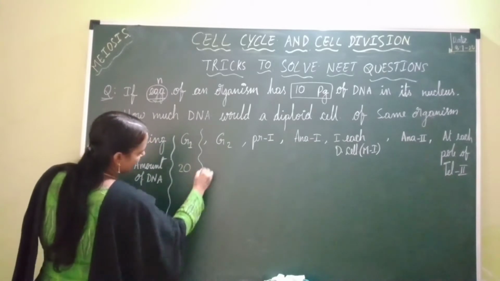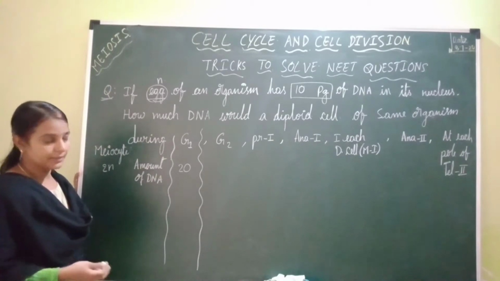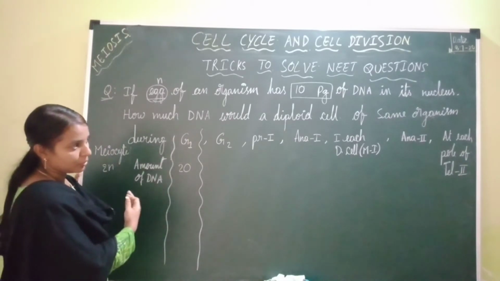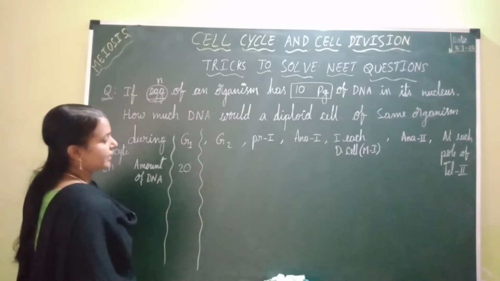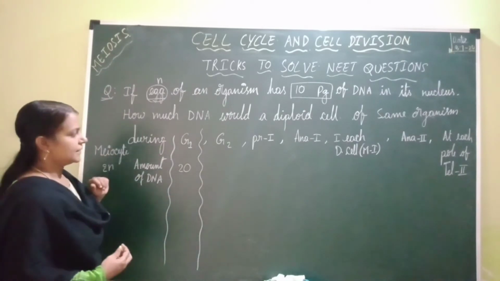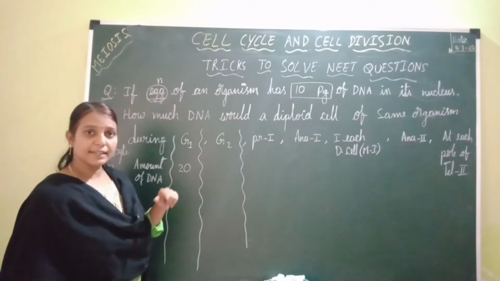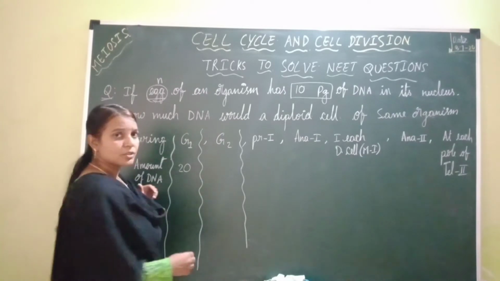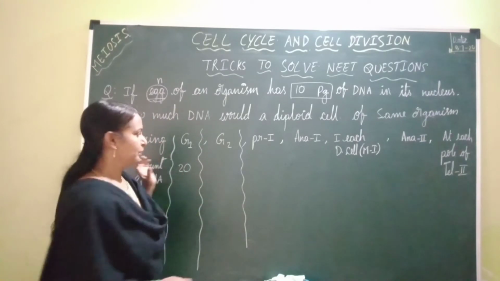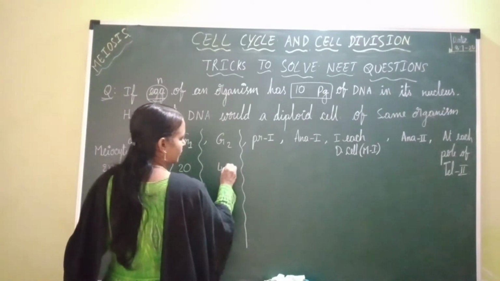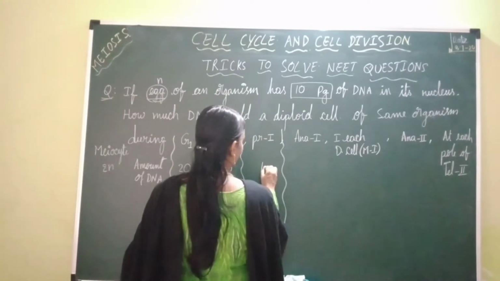So what is given? The amount of DNA in the egg cell is given, that means the haploid gamete is given. We need to find the amount of DNA in different phases of meiosis in its diploid cell, that means in its meiocyte. Next, coming to G2, what happens? The amount of DNA gets doubled during S phase because of the replication of DNA. So during S phase, this 20 pg becomes 40 pg. G2 phase is also the same, and prophase 1 also has the same amount of DNA.